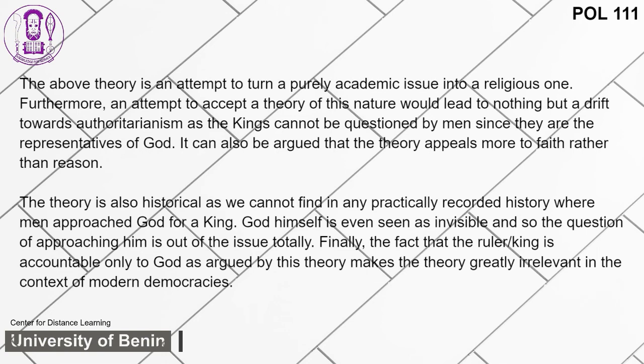The above theory is an attempt to turn a purely academic issue into a religious one. Furthermore, an attempt to accept a theory of this nature would lead to nothing but a drift towards authoritarianism, as the kings cannot be questioned by men since they are the representatives of God. It can also be argued that the theory appeals more to faith rather than reason. The theory is also unhistorical, as we cannot find in any recorded history where men approached God for a king. God himself is even seen as invisible, and so the question of approaching him is out of the issue totally. Finally, the fact that the ruler or king is accountable only to God, as argued by this theory, makes the theory greatly irrelevant in the context of modern democracies.